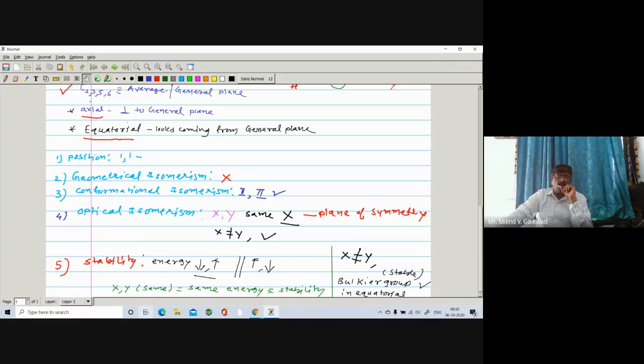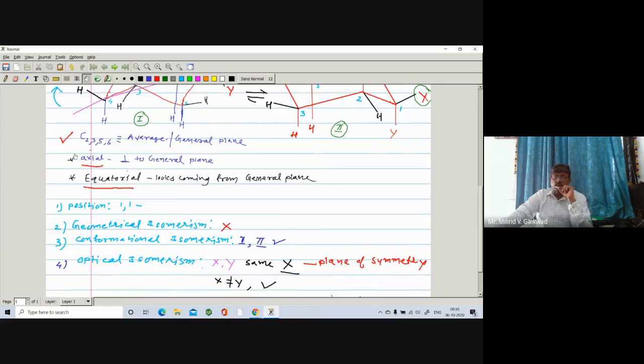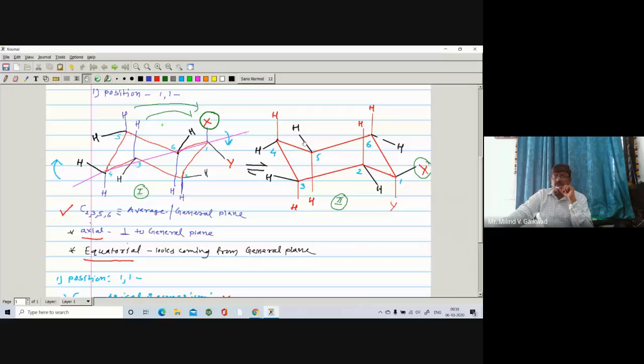With this, you have to learn five points: one is the position, second is geometrical isomerism, third is conformational isomerism, fourth is optical isomerism, and fifth is stability. In this way you have to learn the remaining points. The first and very important point that one must know is the structure, how to draw the structure.